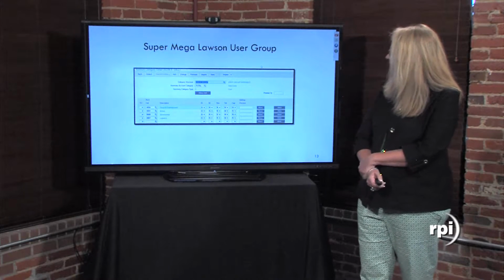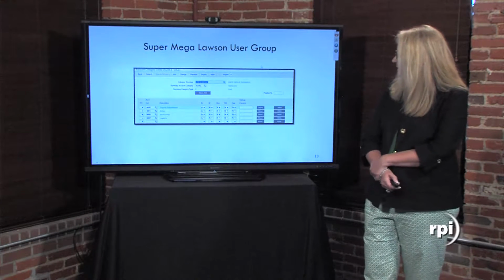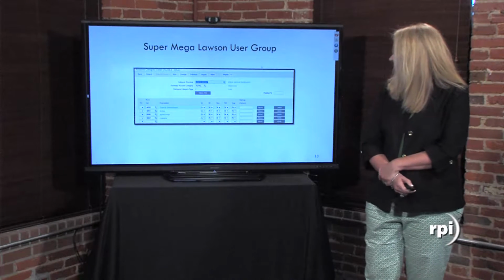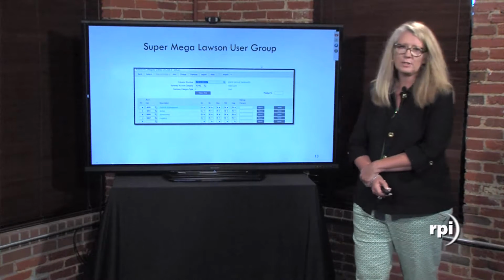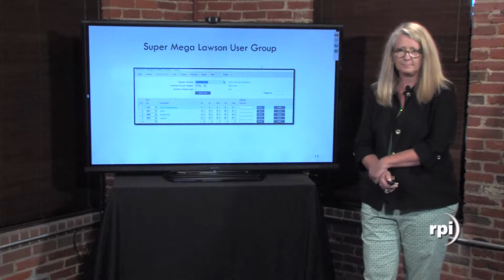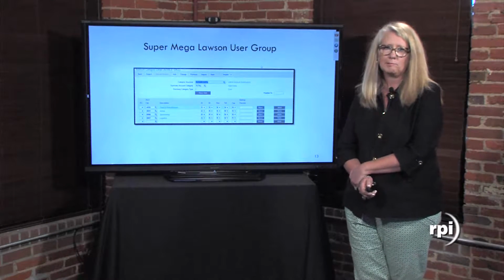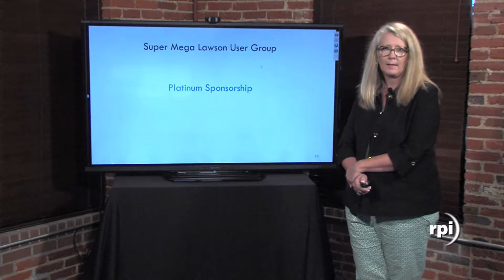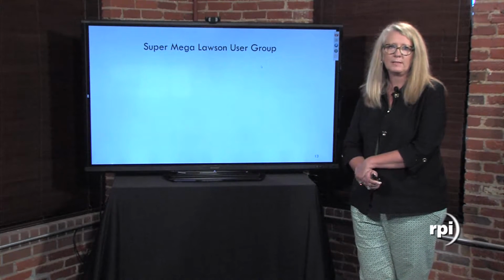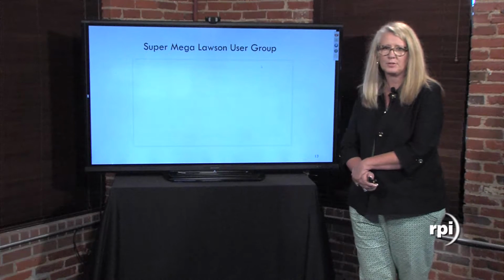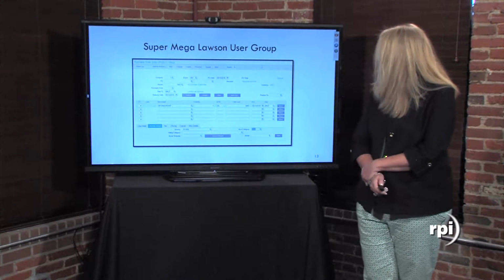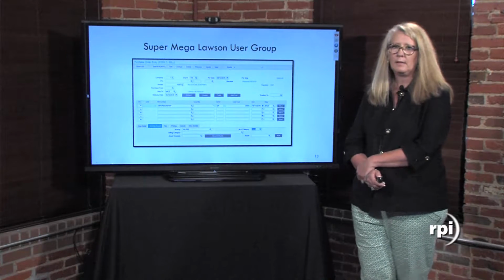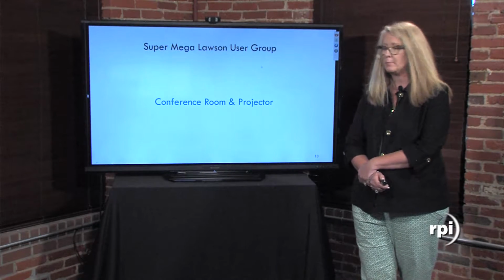I also have account categories created, and you can see in this example, he's wanting to track travel and entertainment, airfare, sponsorship, and logistics. So he has a platinum sponsorship. He creates a PO for that platinum sponsorship for $3,000. He has costs for a conference room and projector.